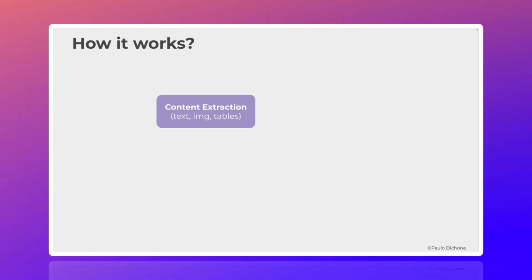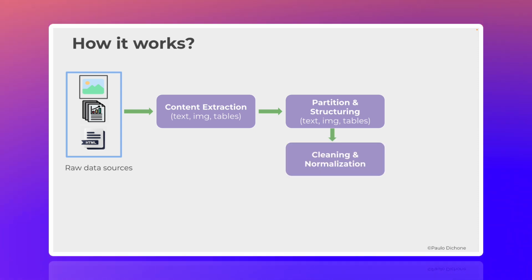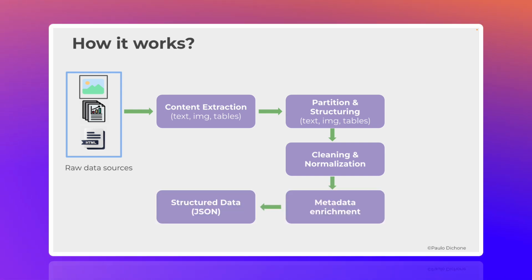So how does this really work? Well, first of all, we have our raw data sources, and they go through the first phase, content extraction. So it extracts text, images, tables, and so forth. And then the partitioning and structuring of the text, images, and tables, and the cleaning and normalization as we saw, and then the metadata enrichment, and the final result is the structured data, which in this case is going to be in JSON format. Now, it could be a different format, but JSON format seems to be portable and easy to read and so forth.